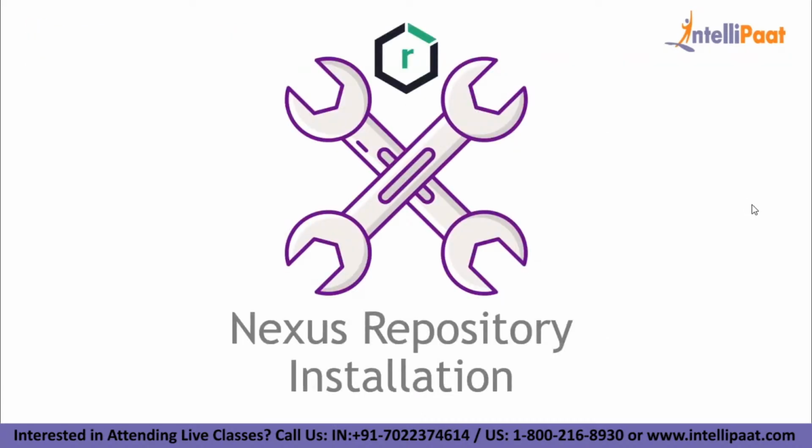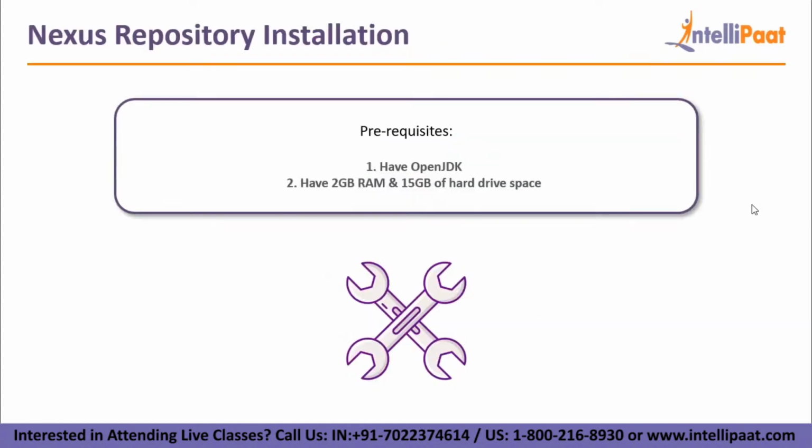Now that we've understood what an artifact is and what an artifact repository is, and then we understood what Nexus repository is as a tool, we can go ahead and see the installation for Nexus. So the prerequisites for installing Nexus are having OpenJDK and having 2 GB of RAM and 15 GB of hard drive space. These are the minimum requirements. For this, we'll have to open a marketplace CentOS again and launch a T2.medium. So let's go ahead and do it.